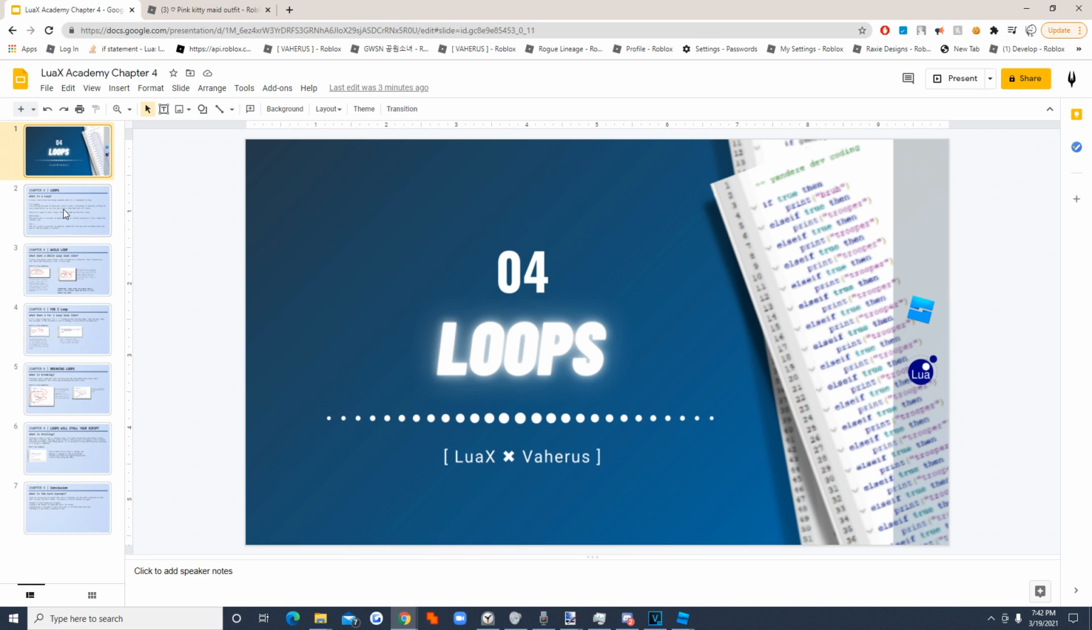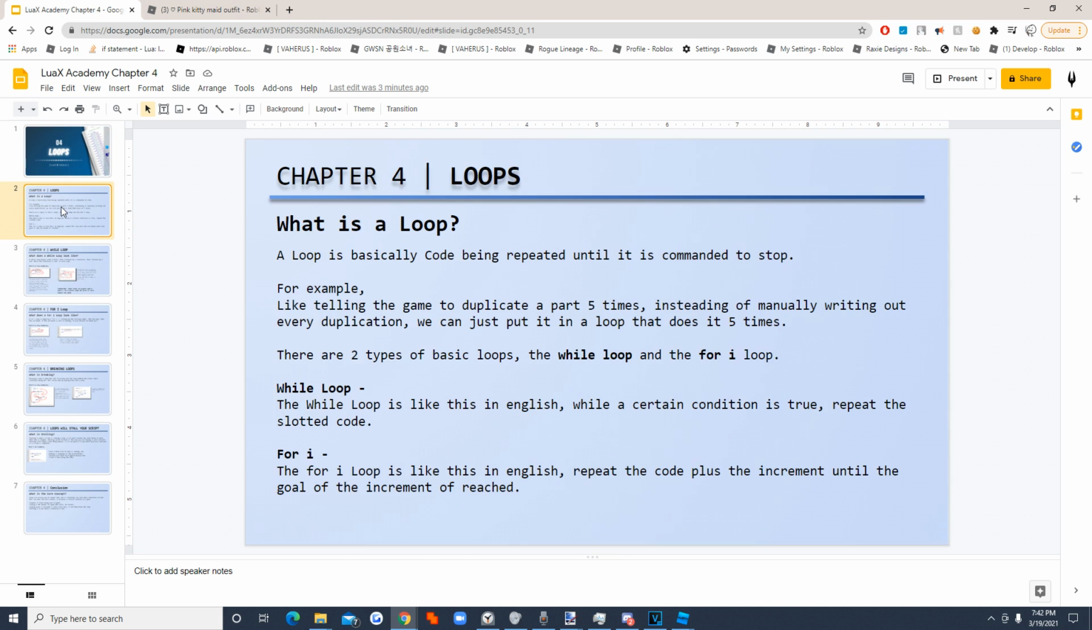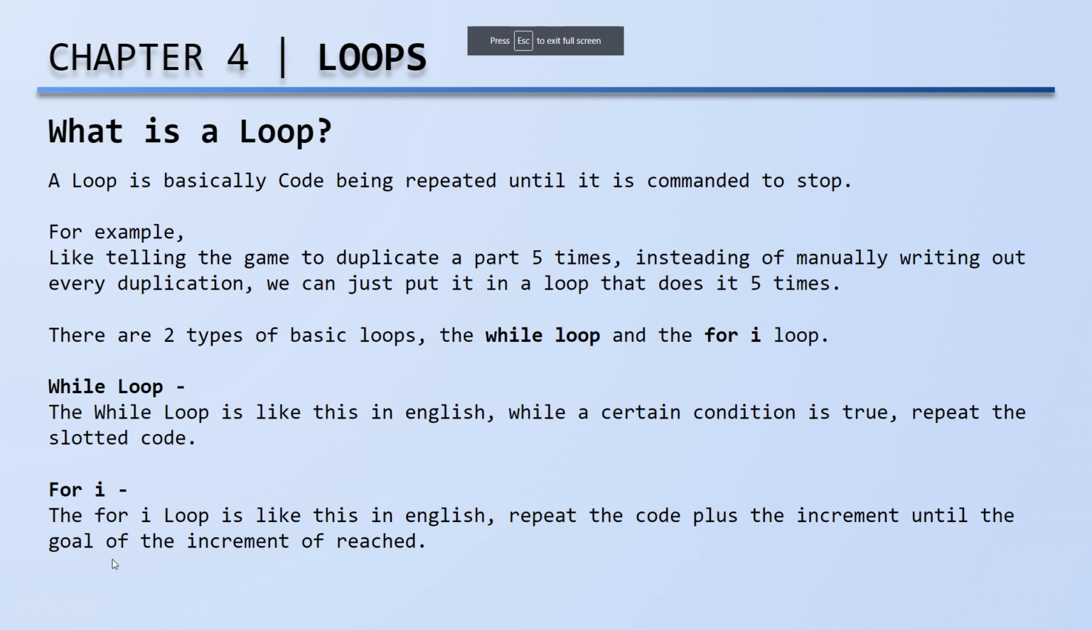Alright, so let's get right into it. Let's actually present this. So, what is a loop? A loop is basically code being repeated until it is commanded to stop. For example, telling the game to duplicate a part 5 times. Instead of manually having to write out every duplication, we can just put it in a loop that does this 5 times. Okay, now you may be wondering, how do we do this? I'll go over that soon.